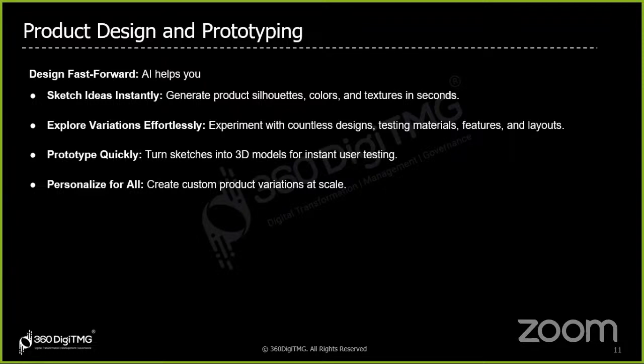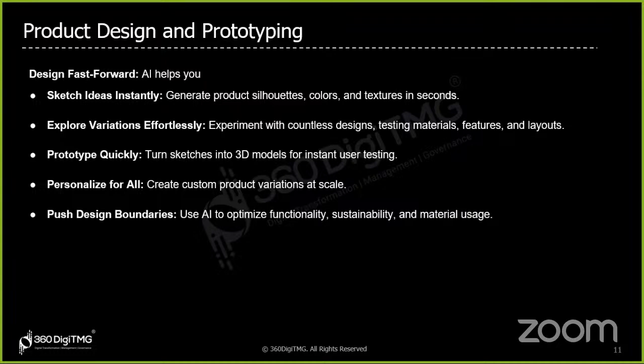So this makes releasing a new product into the market much more difficult, and it will make it more time consuming. Whereas when we can quickly prototype and convert our sketches into 3D models, it's immediately available for testing and you can go forward with your pilot model, right? Personalized for all. So create custom product variations at scale. Pushing design boundaries, you can optimize it to your functionality, your sustainability factor, your material usage, okay, different things that you can experiment with.